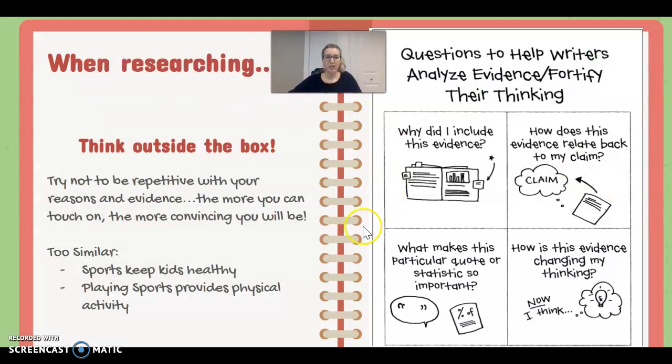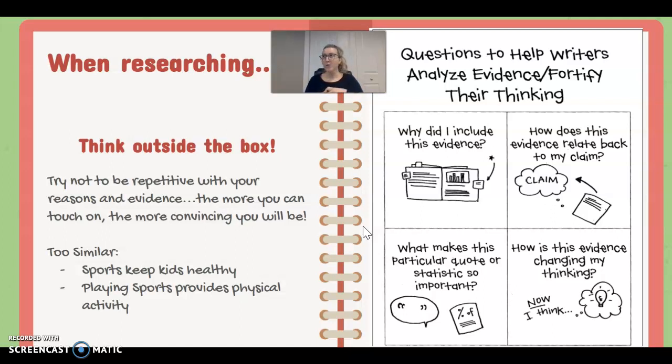So while you're researching, I want you to be thinking outside of the box, okay? Try not to be too repetitive with your reasons and your evidence. When you're writing your evidence or your reasons, you need to be thinking, is this a new point, or is this something I've said before, just reworded a little bit differently? Because the more you can touch on, the more topics you can include, and the more evidence you can include from a variety of different areas, the more convincing you're going to be to your audience, okay? If you're saying the same thing over and over again, you're not likely to convince your audience.